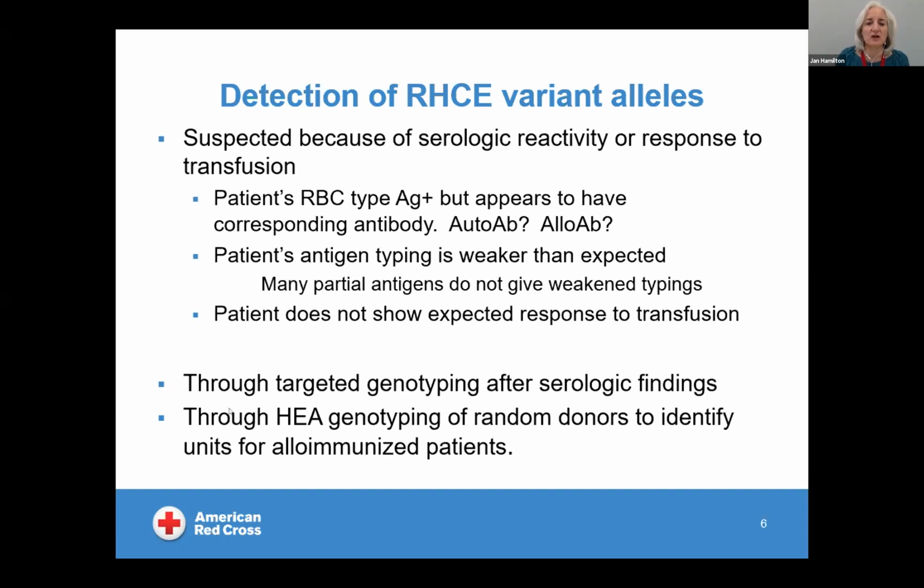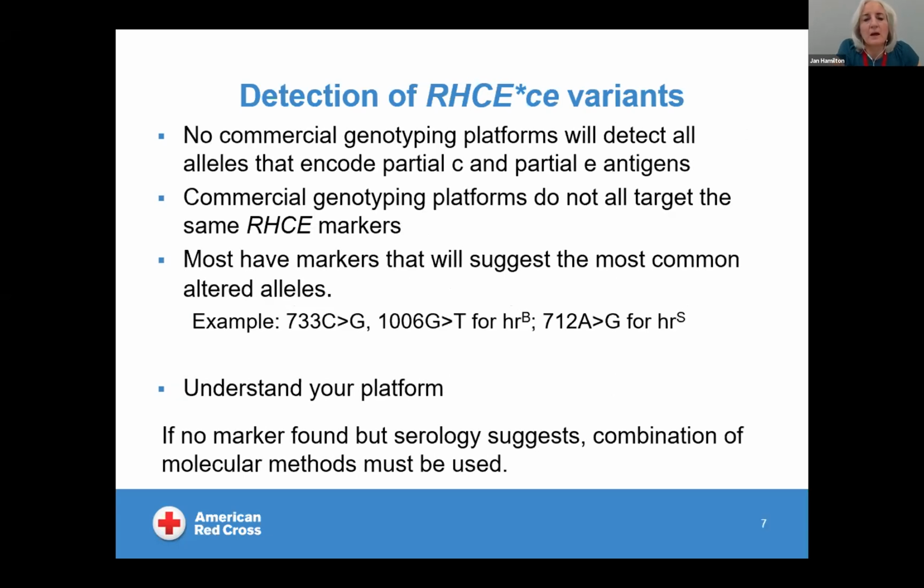So sometimes when we have these serologic findings and then we go to genotype the patients, that's when we discover, and frequently that's the first time we have a suspicion that the patient may carry these variant little c and little e alleles. Although more increasingly in my world, in a blood center, we're doing a significant amount of low resolution HEA microarray genotyping of just random donors, or in our world, donors of African descent, because we're looking for those units that we use for this highly immunized patient population. And through the makeup of some of these commercial platforms, we can identify markers that may indicate that these donors may carry variant alleles. None of the commercially available HEA platforms are going to detect all the alleles that encode the partial little c or partial little e antigens.